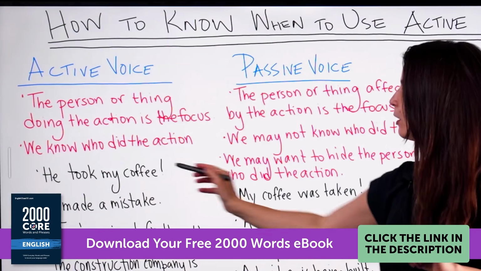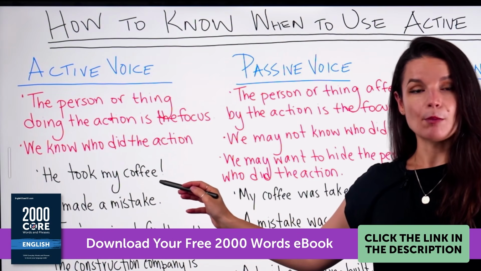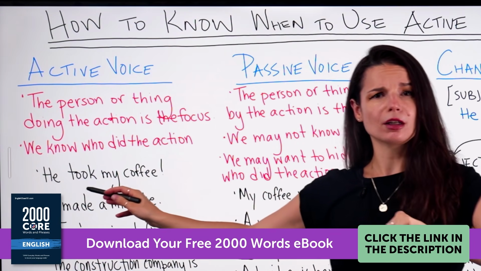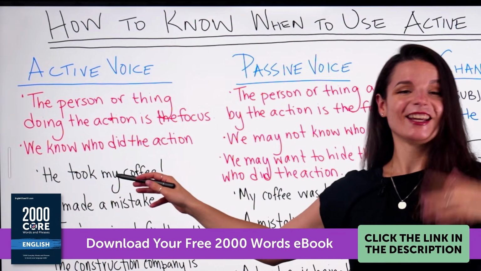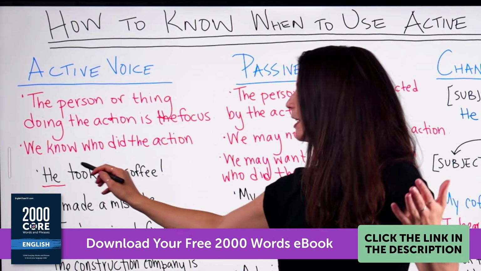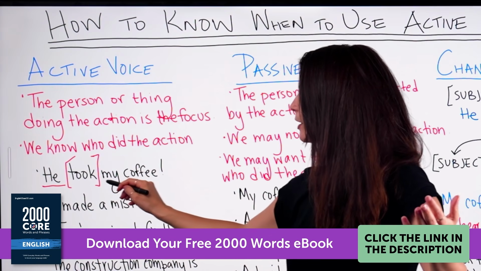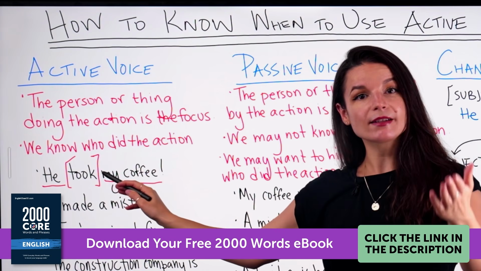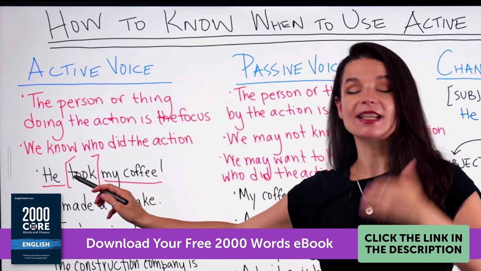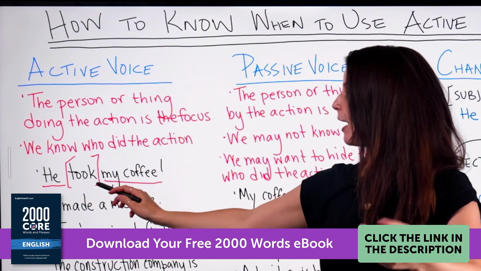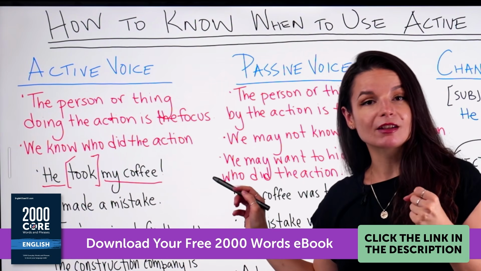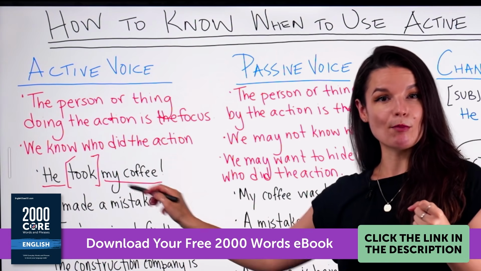So let's look at some examples. Let's break them down because these are all examples of active voice. First one is simple. He took my coffee. In this sentence, we have he as the subject. Our verb is took, and the object here is my coffee. So this is a past tense active voice sentence. We know who did the action. He, the person, is the focus of this sentence. We have a past tense verb, took, and the object is my coffee. This is the thing affected by the verb, okay?